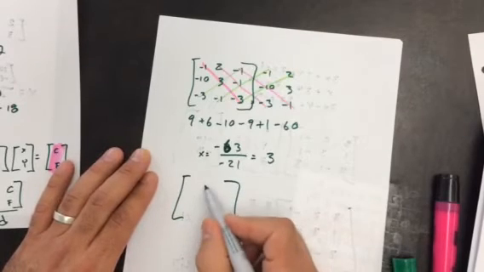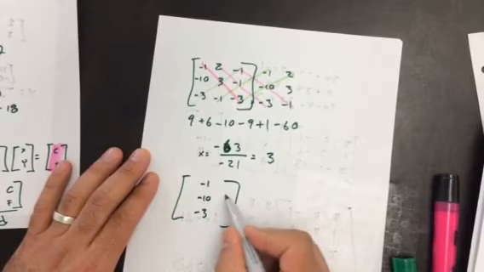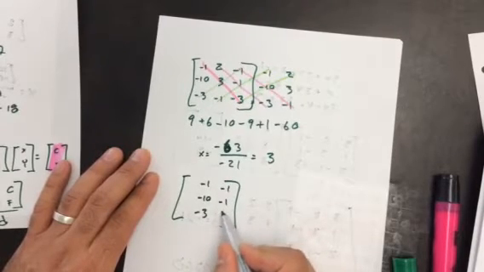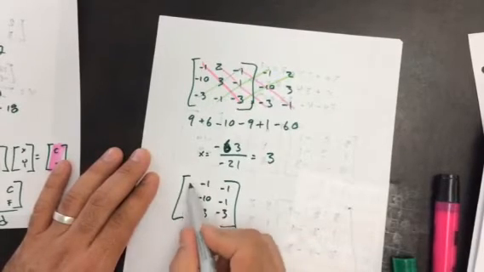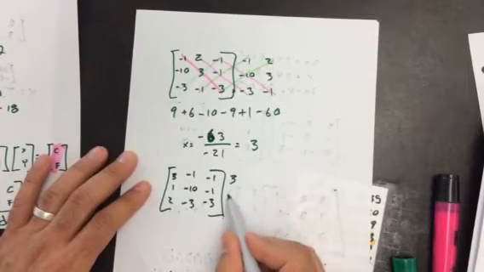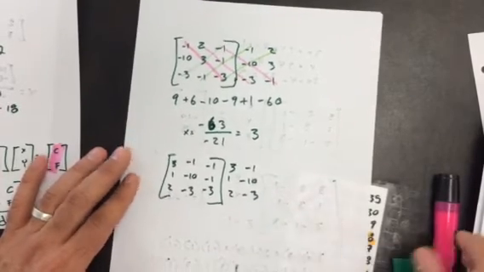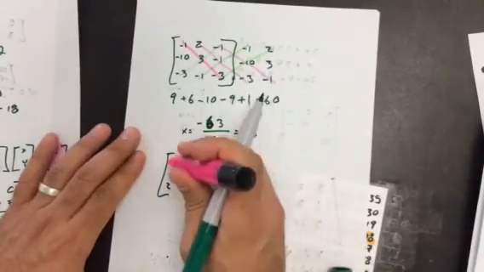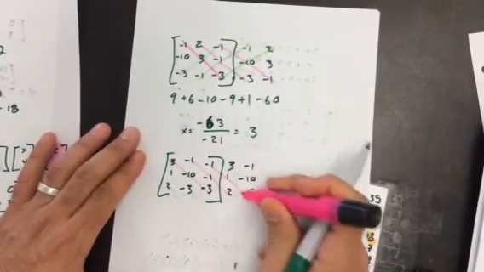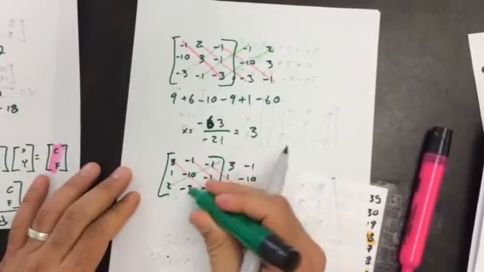We're going to replace the y column with our solution matrix. The z's are going to stay the same, and the x's are going to stay the same. I'm going to rewrite the first two columns. These ones are going to get added. These ones are going to get subtracted.